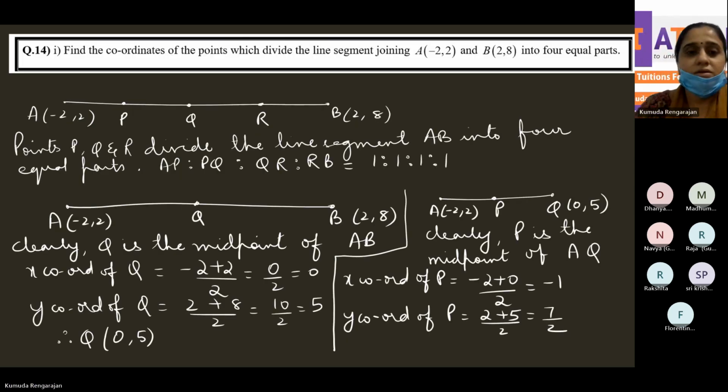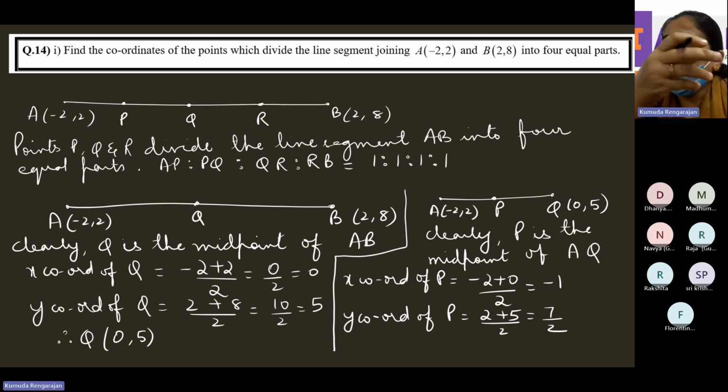Children? Okay. So if a line segment is divided into 4 equal parts, then you need to take 3 points on it. Let the points P, Q, and R divide the line segment AB into 4 equal parts. So the 4 equal parts are AP, PQ, QR, and RB. And since they are equal parts, the ratio will be 1:1:1:1.